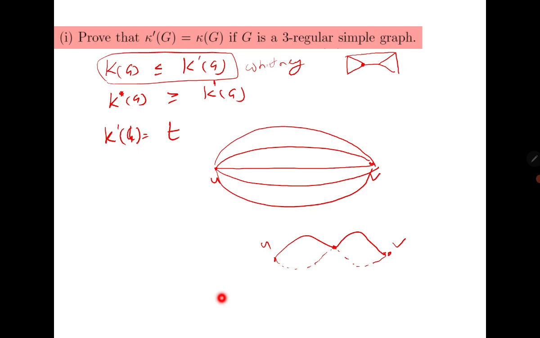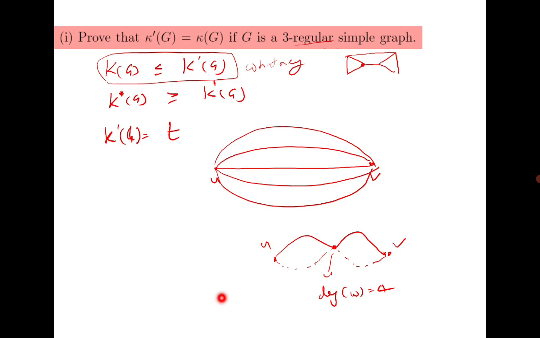So when they intersect at this vertex, then the degree of this vertex would be 4. But it is given that the graph is 3-regular. It means degree 4 is not allowed. It means all these edge disjoint paths are vertex disjoint paths.